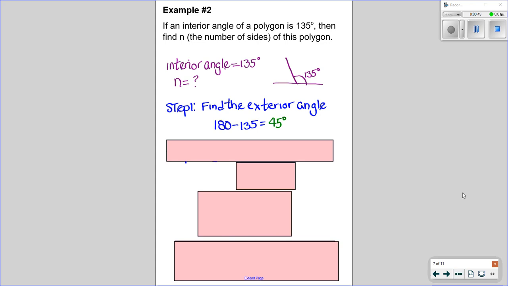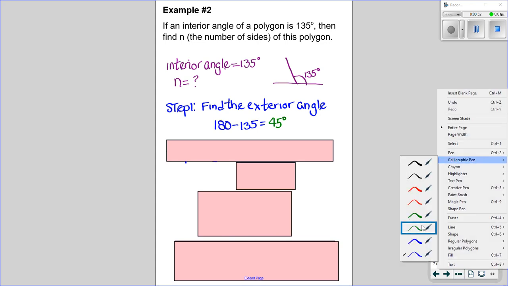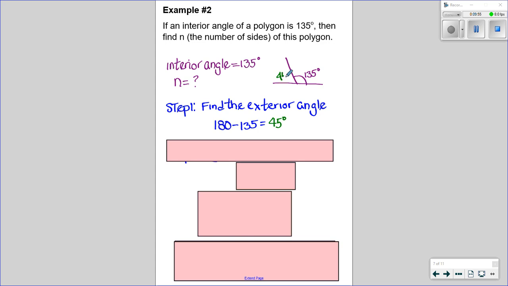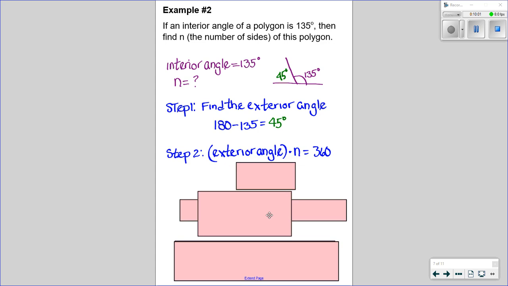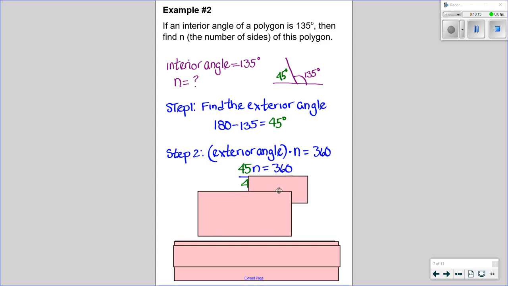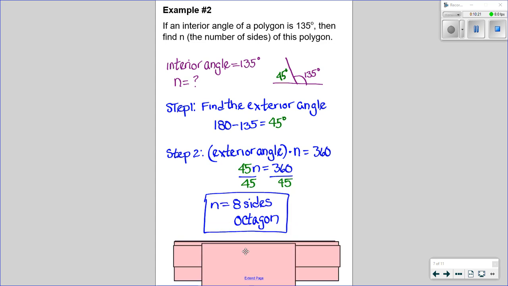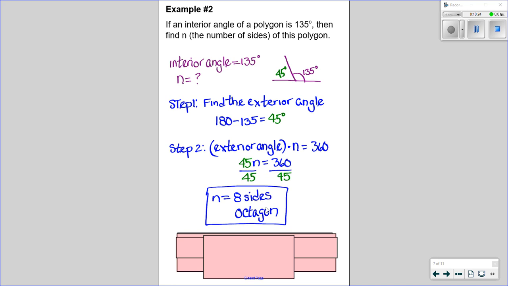So that means that the exterior angle of whatever shape I'm dealing with is 45. The next step is to use that exterior angle to find n, how many sides this shape has. So we know the exterior angle is 45. We're going to multiply it by n and set it equal to 360. So we're going to find n, and then we found out that n is 8 sides. What is 8 sides? An octagon. So the shape that we're looking for, the polygon, is an octagon.